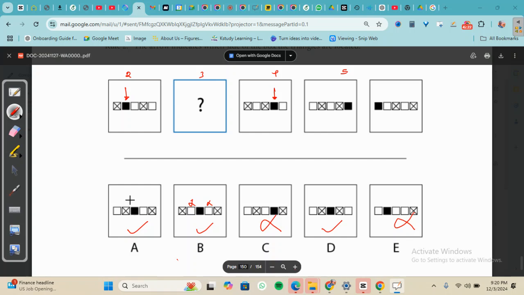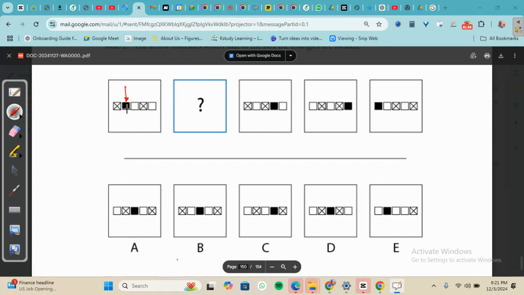So is that clear, guys? X and empty. So this one is wrong while A is correct. Do we all agree with that? Is it clear to everyone? It's not clear. Now let me explain it for the last time.